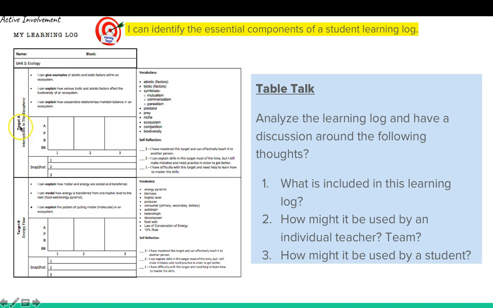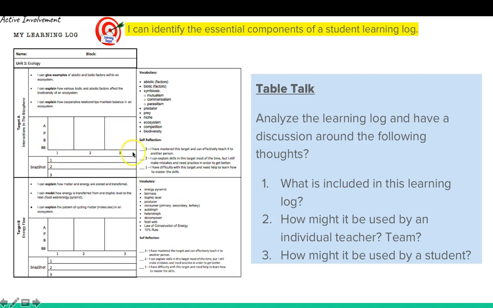What I also notice is that for each target, we'll look at this one quadrant here. Target A is interactions in the biosphere, and they have 3 learning targets for target A. I can give examples of abiotic and biotic factors within an ecosystem. I can explain how various biotic and abiotic factors affect biodiversity of an ecosystem, and so on and so forth. Another thing they have is students' ability to rate where they are. A stands for advanced, P stands for proficient, B stands for basic, BB stands for below basic, and these are 1, 2, and 3.